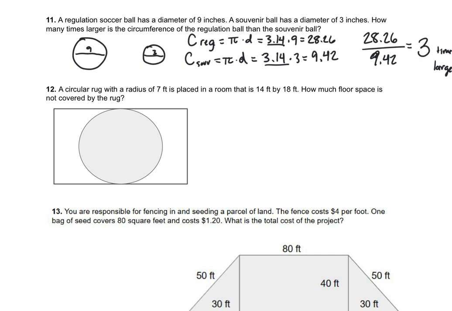Number 12, a circular rug has a radius of 7 feet and is placed in a room that is 14 by 18. How much floor space is not covered by the rug? So let's put some measurements here. It says the long side is 18, short side 14, and this has a radius, right? So halfway across of 7 feet.